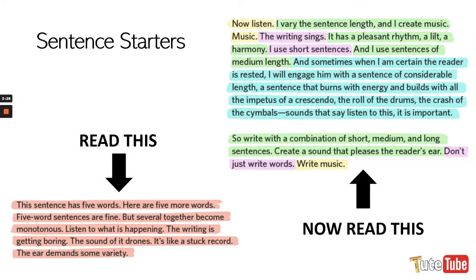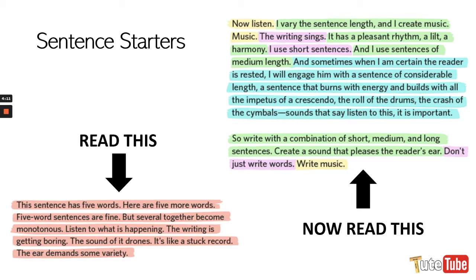Now, let's read this. Now listen. I vary the sentence length and I create music. Music. The writing sings. It has a pleasant rhythm, a lilt, a harmony. I use short sentences and I use sentences of medium length. And sometimes when I'm certain the reader is rested, I will engage him with a sentence of considerable length, a sentence that burns with energy and builds with all the impetus of a crescendo. The roll of the drums, the crash of the cymbals, sounds that say, listen to this, it is important. So write with a combination of short, medium and long sentences to create a sound that pleases the reader's ears. Don't just write words, write music.